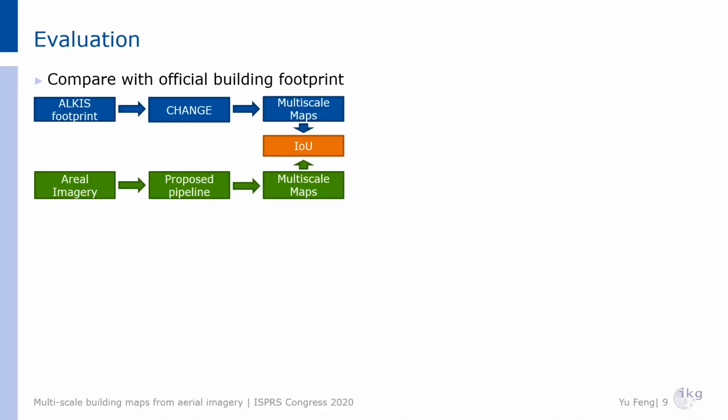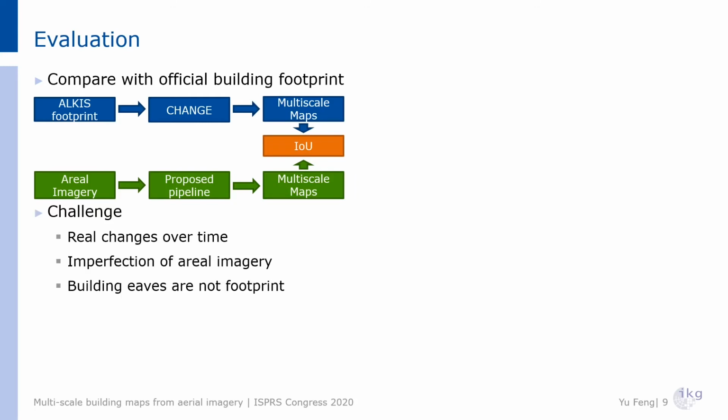In order to conduct a qualitative evaluation, we process the LKISS footprint with our change software and generate multi-scale building maps at the same scale as our output. Then we compared both generalized maps with the IOU, intersection over union. After that, we found several challenges in this process.